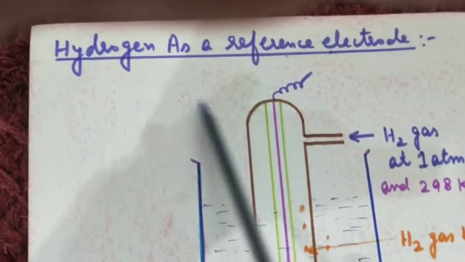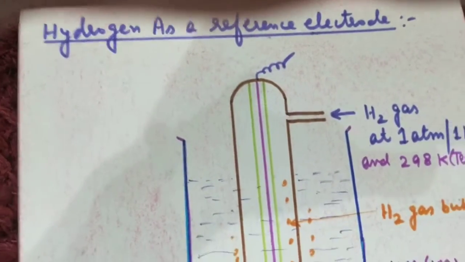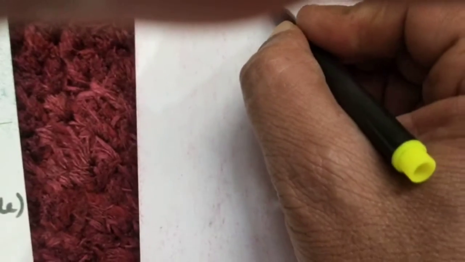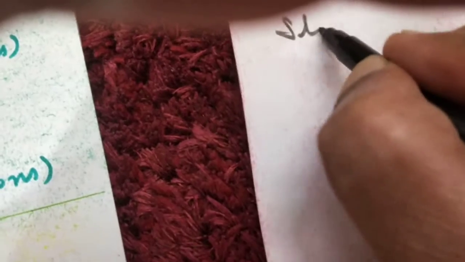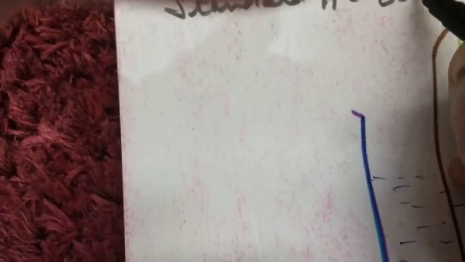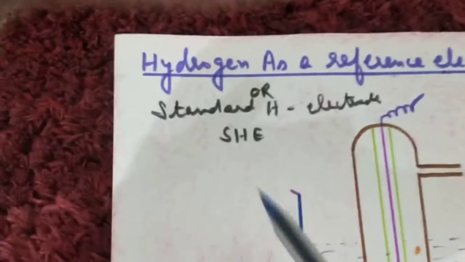Now what is this hydrogen as a reference electrode? Sometimes we also write this as standard hydrogen electrode, or SHE, or normal hydrogen electrode.